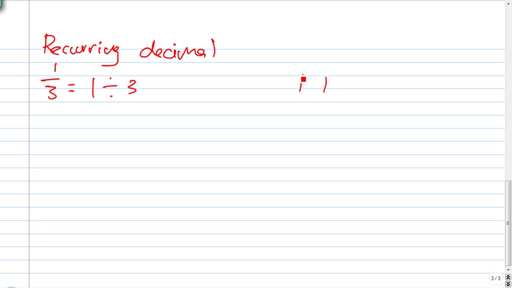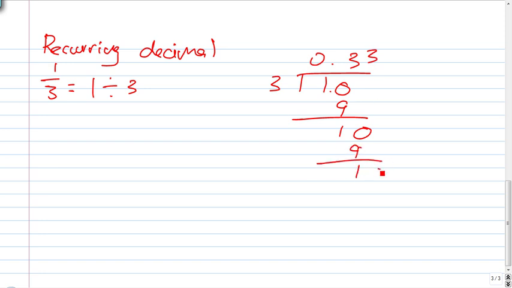An example of a recurring decimal looks like this: 1/3. 1/3 is actually 1 divided by 3. Let me just do my working column here. So 1.00, 3 times 3 is 9, remainder 1. 3 times 3, 9, remainder 1. 3 times 3, 9. You can see it keeps going on.